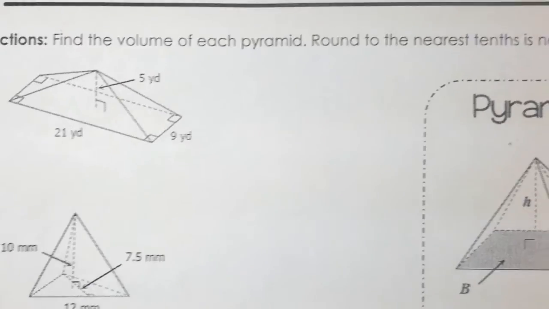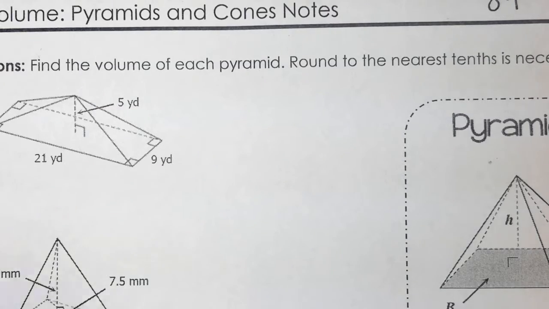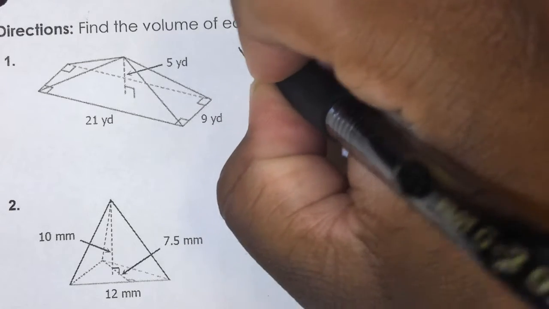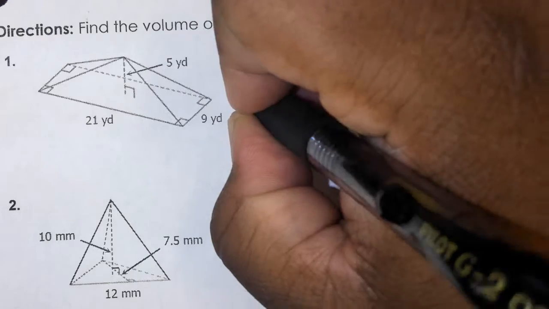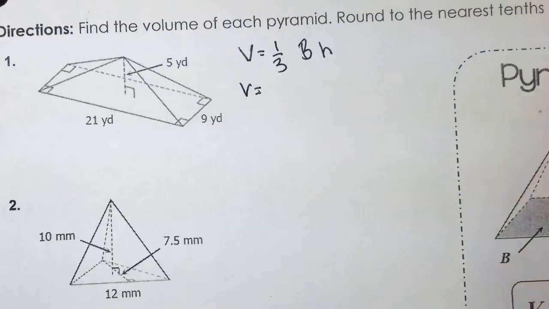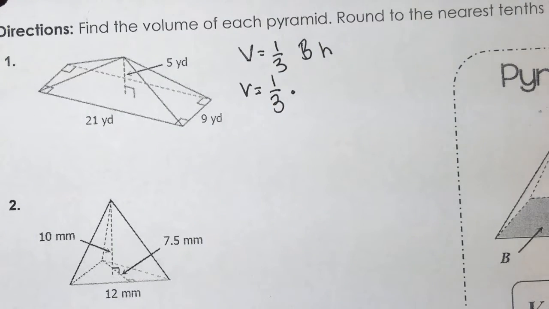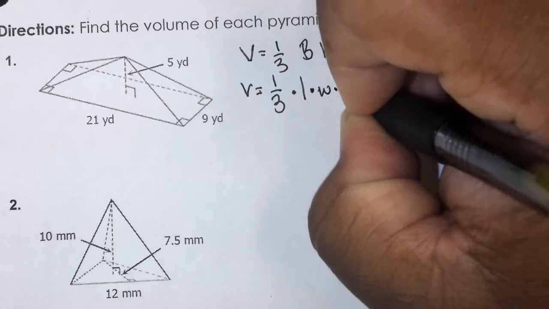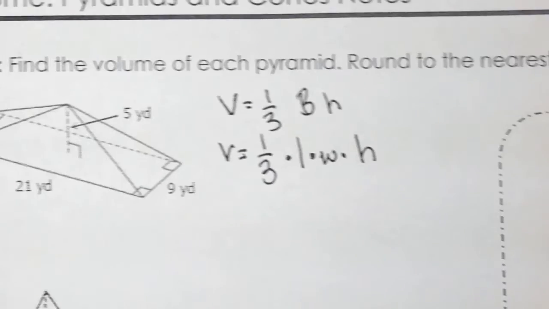All right. Number 1, find the volume of each pyramid. Round to the nearest tenths if necessary. The first one, number 1. Have a pyramid. Volume formula is 1/3, capital B times H. What shape is the base of our pyramid? Rectangle, so how should the formula be adjusted for capital B? Yeah, capital B should be L times W, and then times our height of our pyramid. That should be the adjustment you make to the formula for the first one.